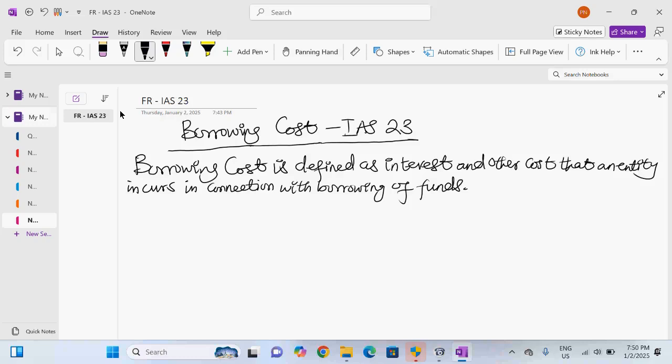So when can we say that we are going to add this interest, or the borrowing cost, as part of the cost of the asset? The interest that we are incurring as a result of borrowing funds, when can we say that we are adding it to the cost of the asset, or capitalizing it? Capitalizing it means that you are adding it.